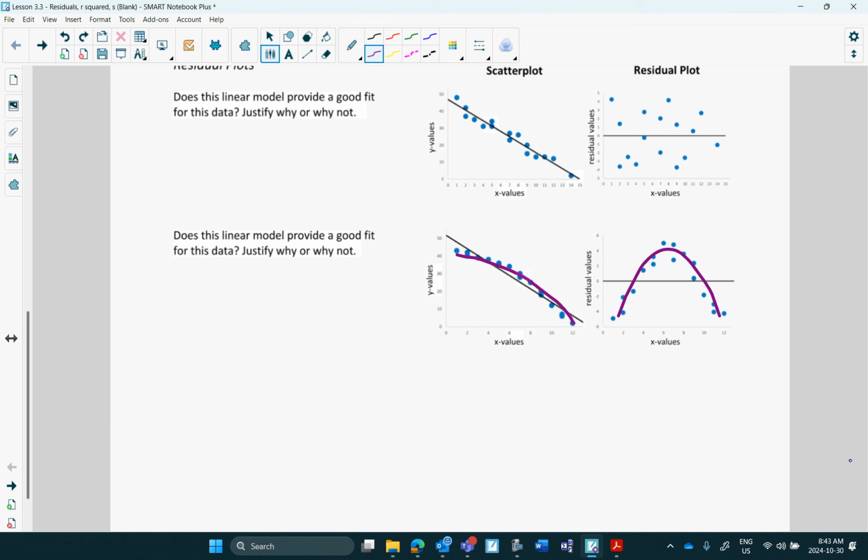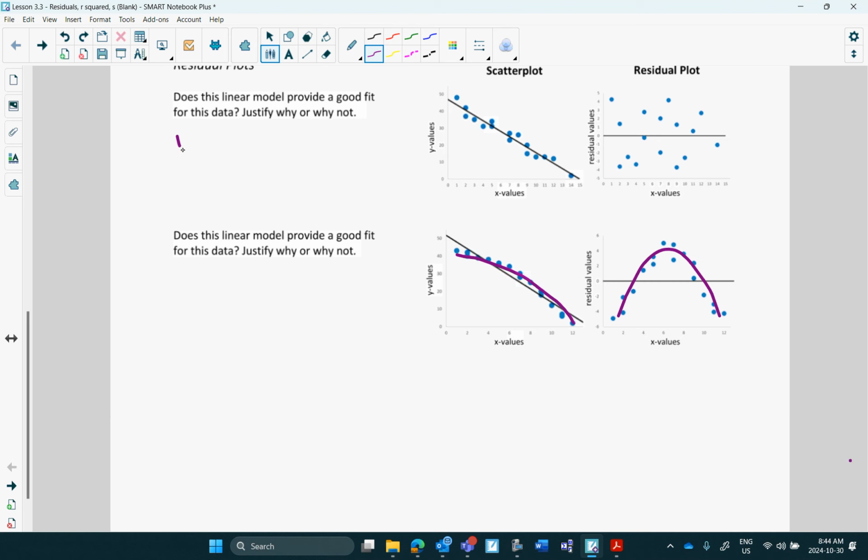So if you want to see if a line works better than a curve for your data, you look at the residual plot. If all the residuals are scattered about randomly, line's a good fit. If it forms some type of curve pattern, line is not a good fit. We should go back and do a curve, which we're not going to do in this course. We're just going to stick to lines. Okay.